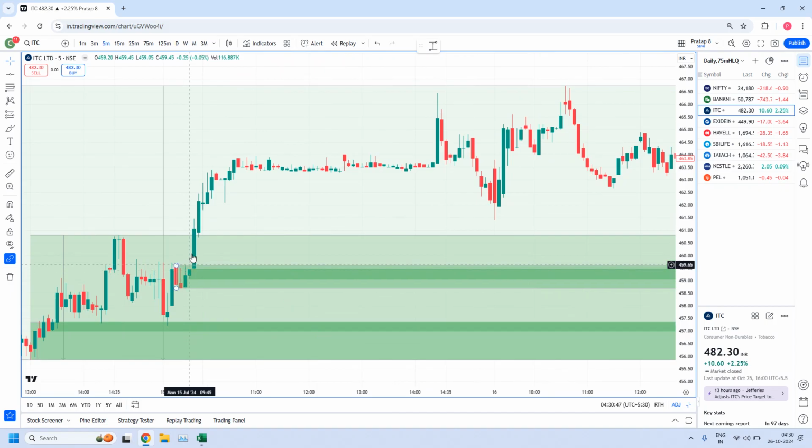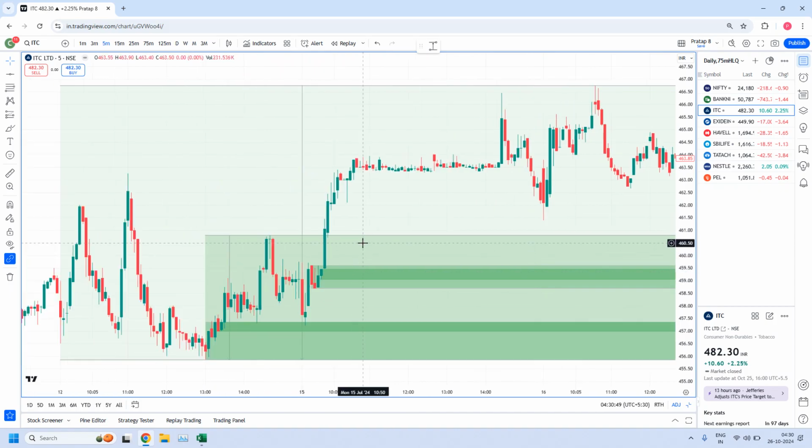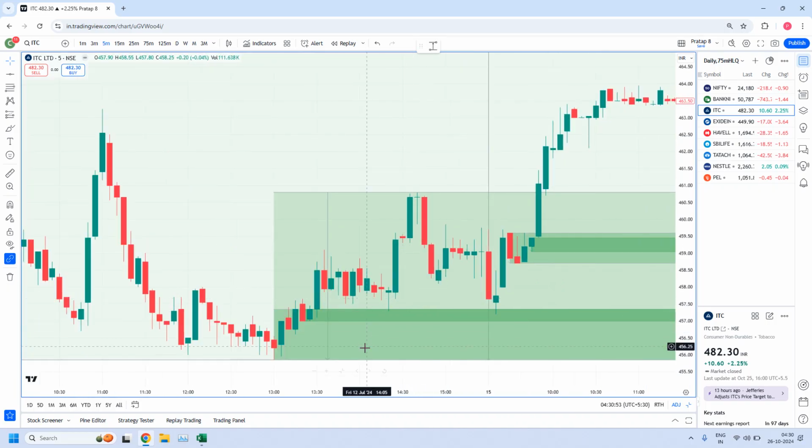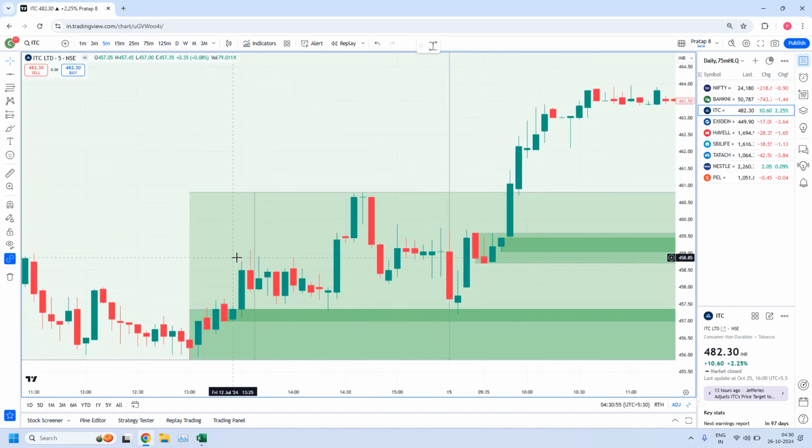We have a rally, base, rally. This is the fine-tuned 5-minute zone, a fresh zone. And you have one more drop, base, rally. This is a tested zone. Multiple times it is tested. See, prices entered and again started moving up. Again prices entered, once again they started moving up. Maybe this could be acting as a high liquidity zone.